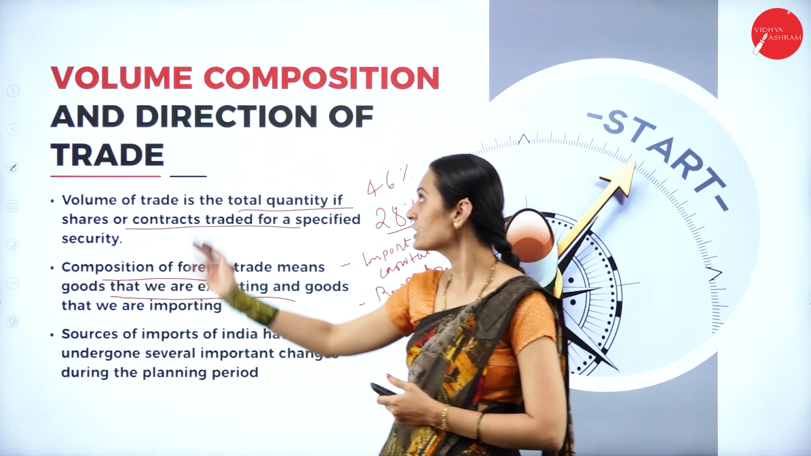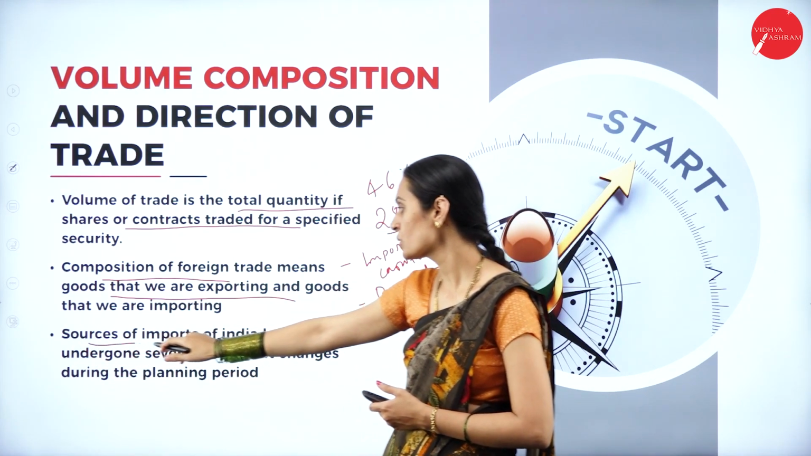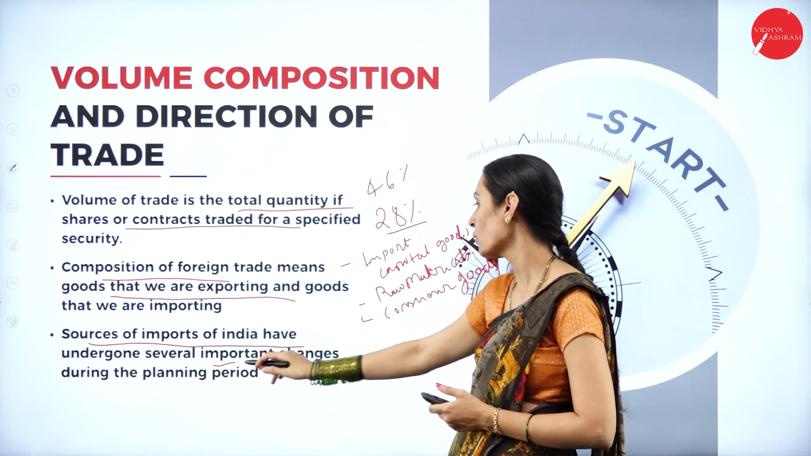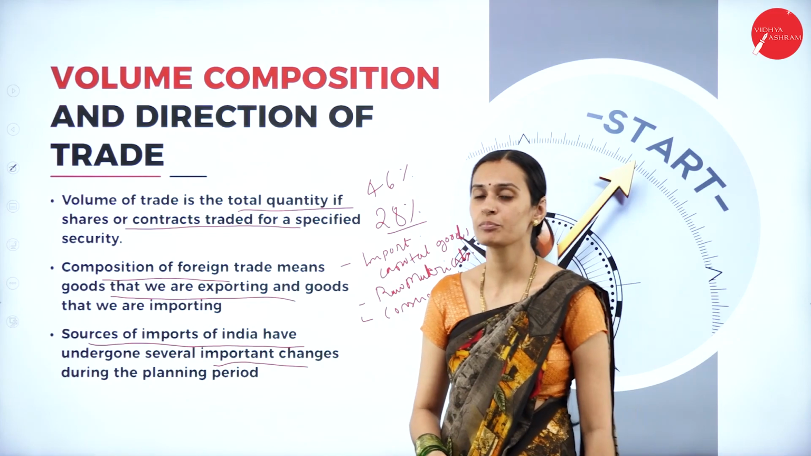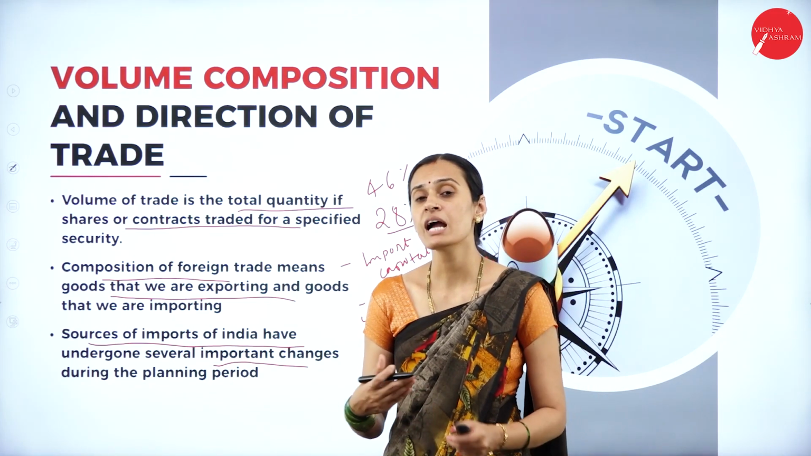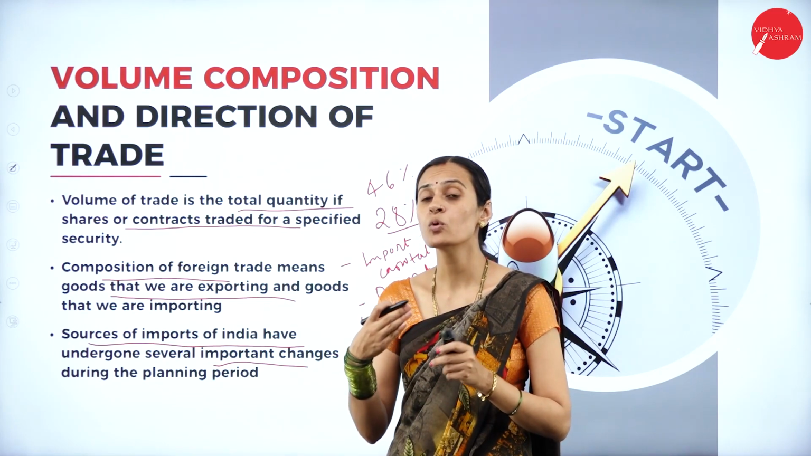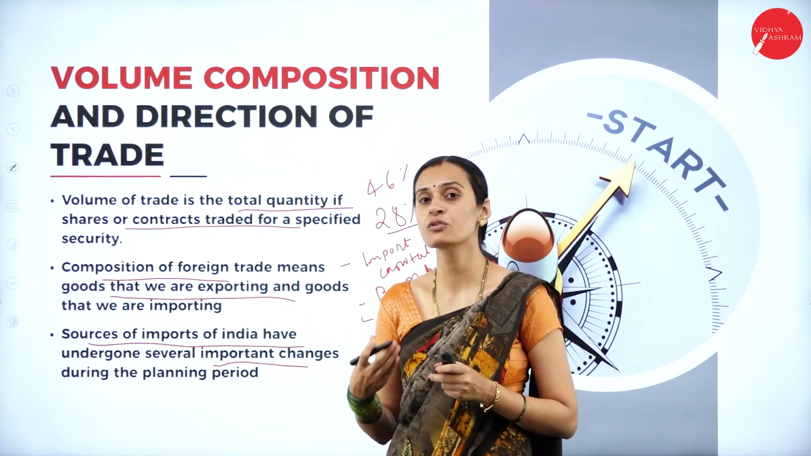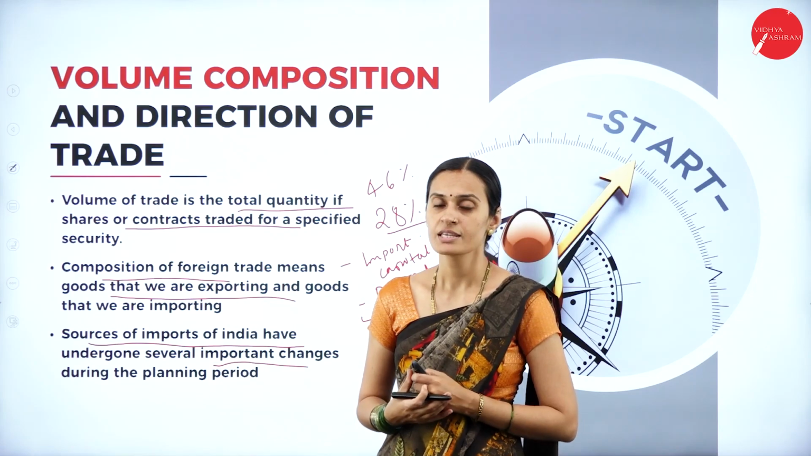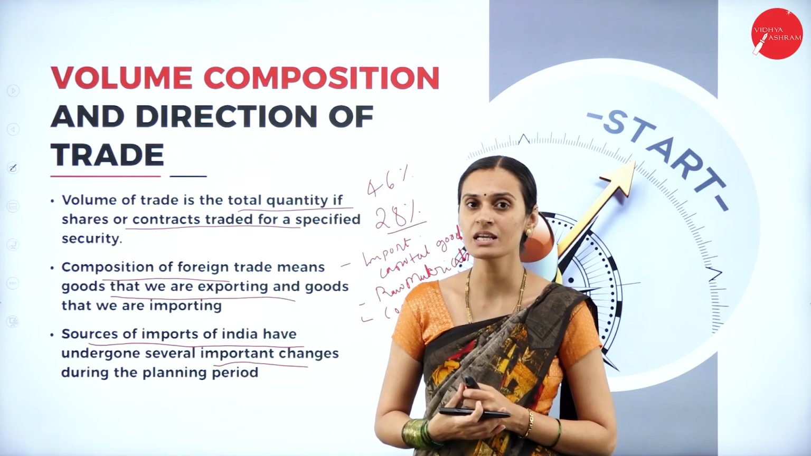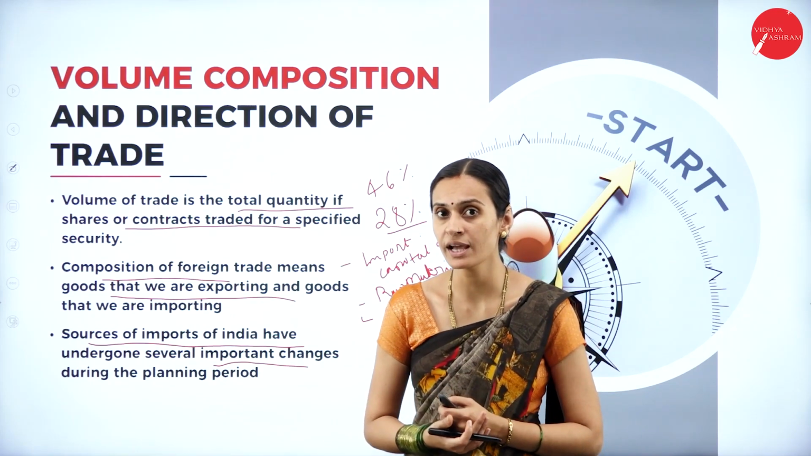And then directions of foreign trade. Yes, the sources of imports of India have undergone several important changes during the planning period. Before independence, we had trade contact with very few countries, and most of the products we transacted with Britain only. Yes, after 1991, with the adoption of the new economic policy, we adopted globalization.